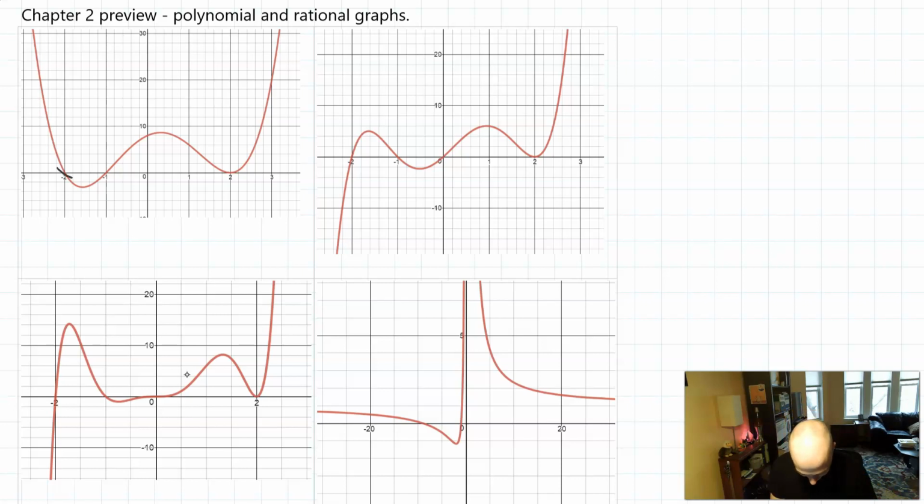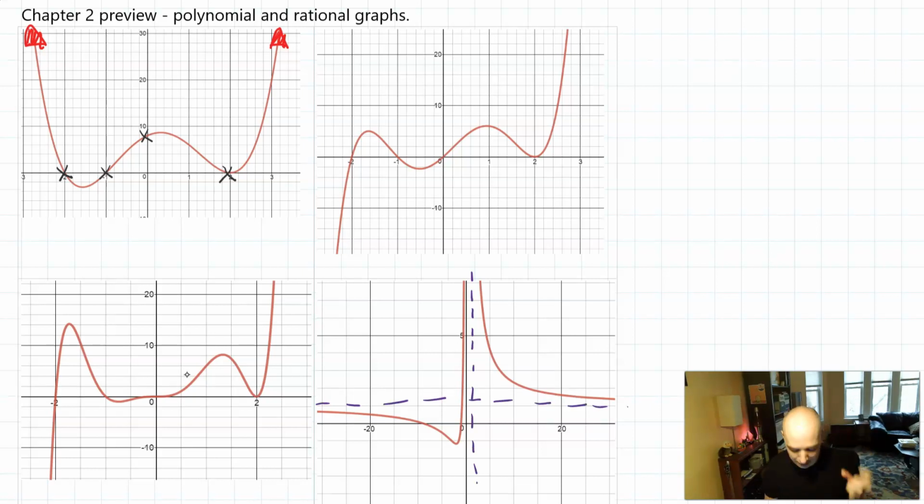There are the zeros and the intercepts. Then there's the behavior at infinity, plus and minus. And in some of them, there is behavior in the middle, called either a vertical or a horizontal asymptote.